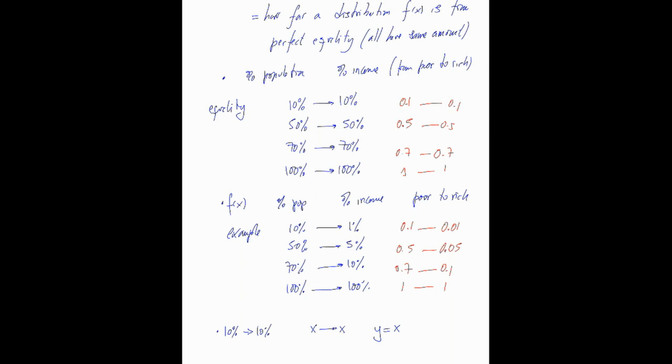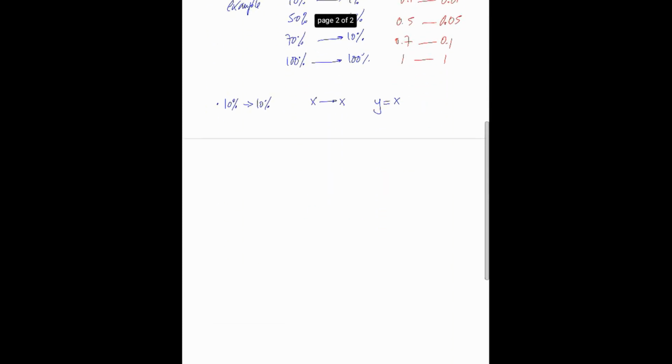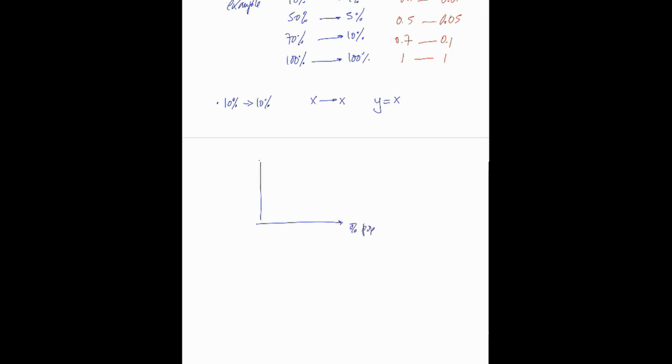So how do you make this graphically? Graphically you have here X, the percentage of population, and the measure you want, Y, the percentage of income, wealth, whatever you want. At 0%, no people have nothing, and at 100%, everybody has everything, so it's equal to 1. This is y equals x.